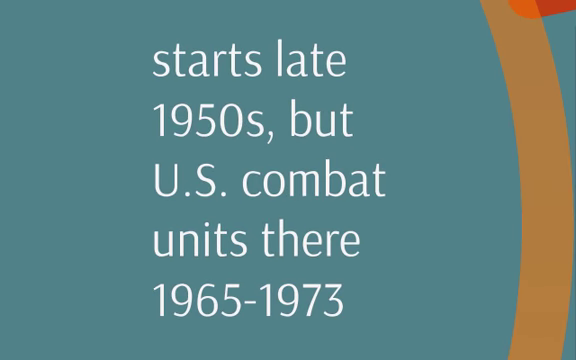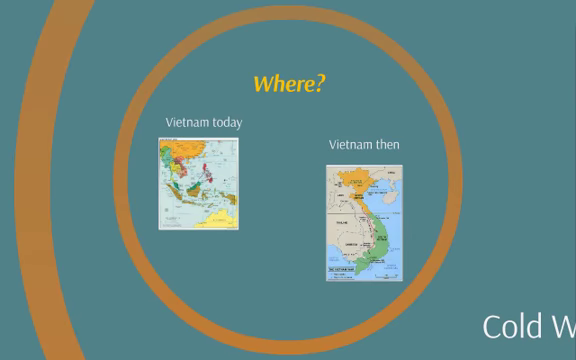The Vietnam War really begins in the late 1950s, in 1956 to be exact, and U.S. quote-unquote advisors are present there from that time on. But full U.S. combat units enter in 1965 and don't leave until 1973. This was the longest war the U.S. was involved in until the war in Afghanistan.